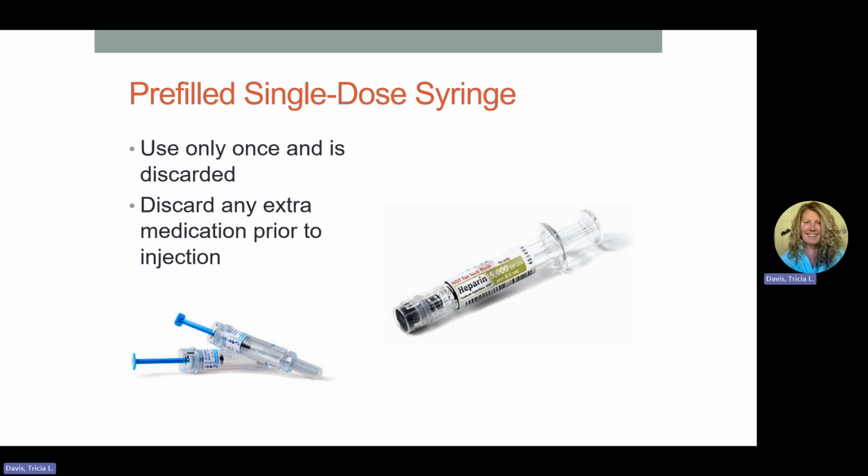Depending on the dose that's ordered, we may administer all of the medication in that syringe, or we may be wasting part of it and only administering a portion of that. And then we discard any medication prior to the injection. So if this was a 1 ml syringe and I was only giving 0.5 of an ml, half of that syringe, I would want to get rid of half of that ml before I go into the patient.